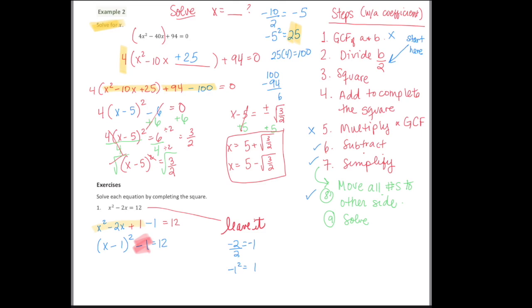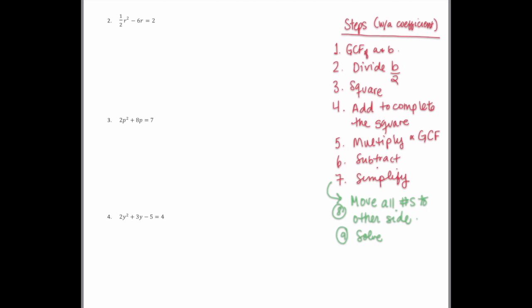Then you're going to move all your numbers to the other side, add that 1. Then you're going to take the square root of the binomial x minus 1. So you're going to end up with x minus 1 equals plus or minus square root of 13. When you move that 1 to the other side, you're going to end up with x equals 1 plus square root of 13 or 1 minus square root of 13.